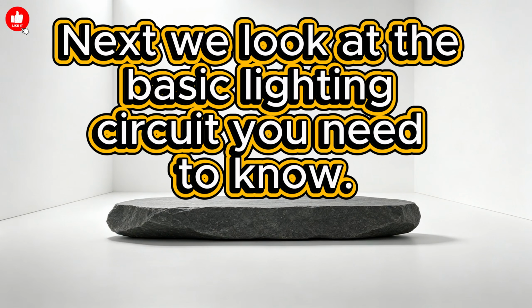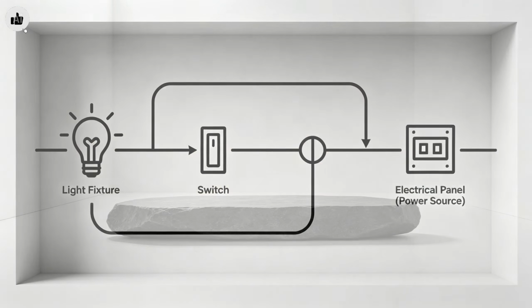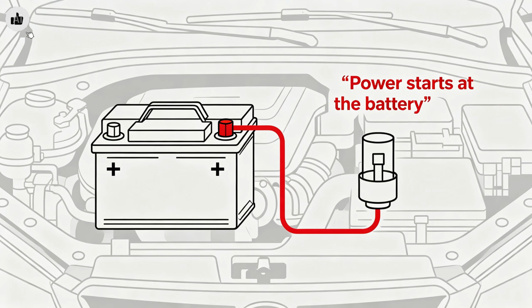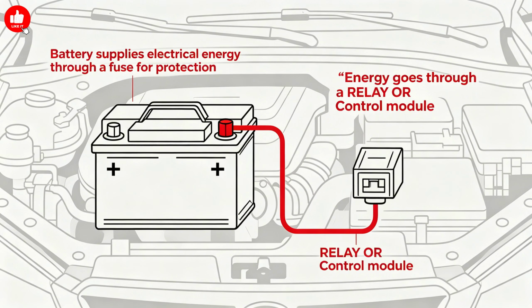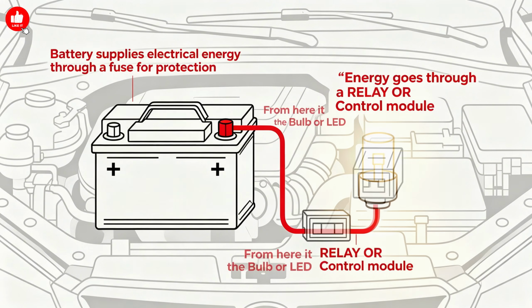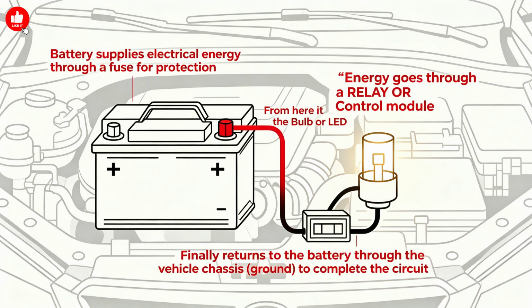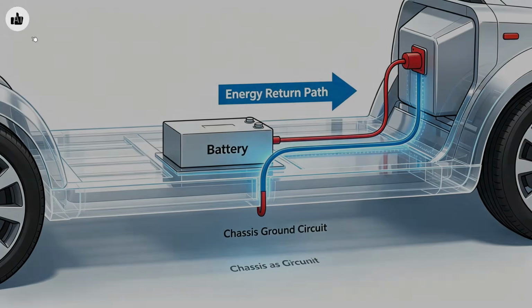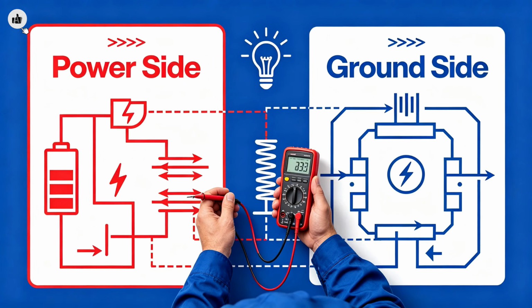Next we look at the basic lighting circuit you need to know. Every lighting circuit follows the same basic path. Power starts at the battery, which supplies electrical energy through a fuse for protection. The same energy goes through a relay or control module. From here it goes to the bulb or LED and finally returns to the battery through the vehicle chassis, which acts as ground to complete the circuit. We have the power side and the ground side.